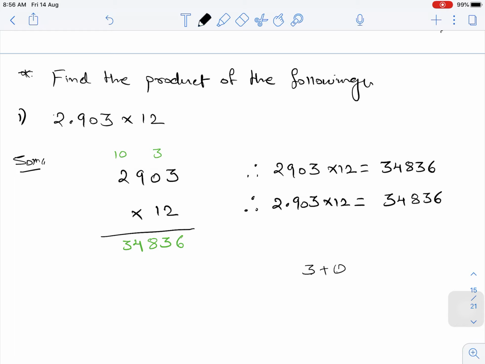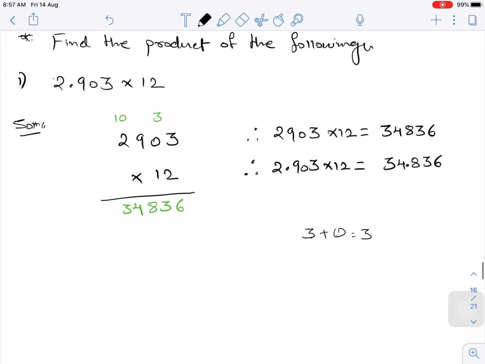So now 3 plus 0 equals 3. Now we have to arrange this number in such a way that its decimal places must be 3. The decimal must be counted from the end of the number, so we have to come 1, 2, 3 digits here. So our answer will be 34.836. This is one of the methods.